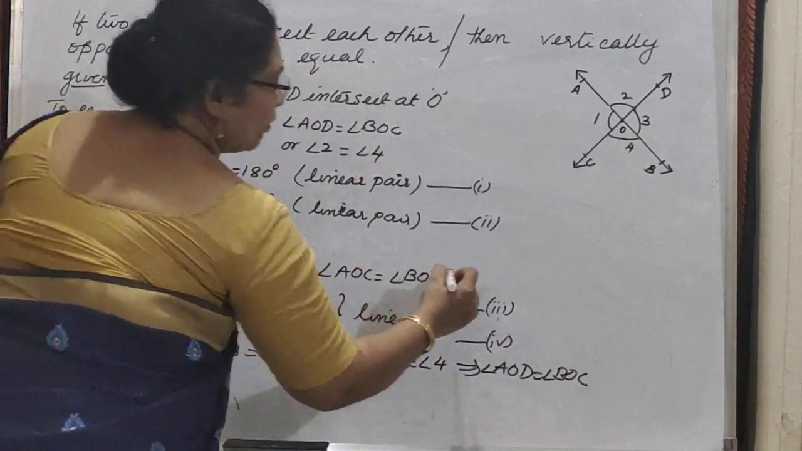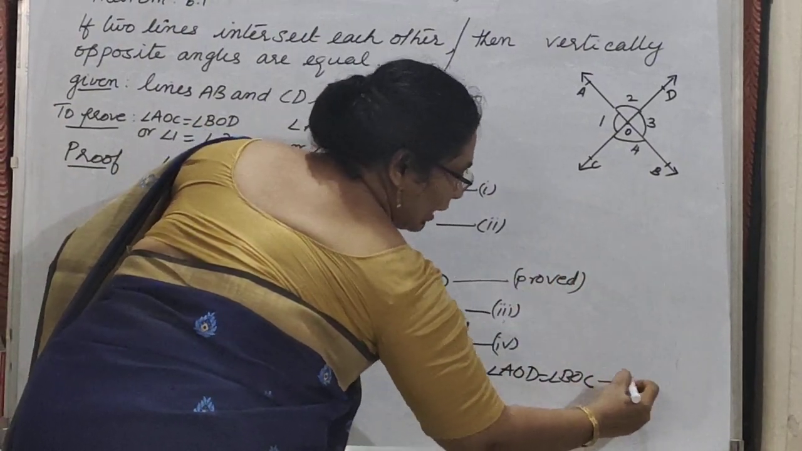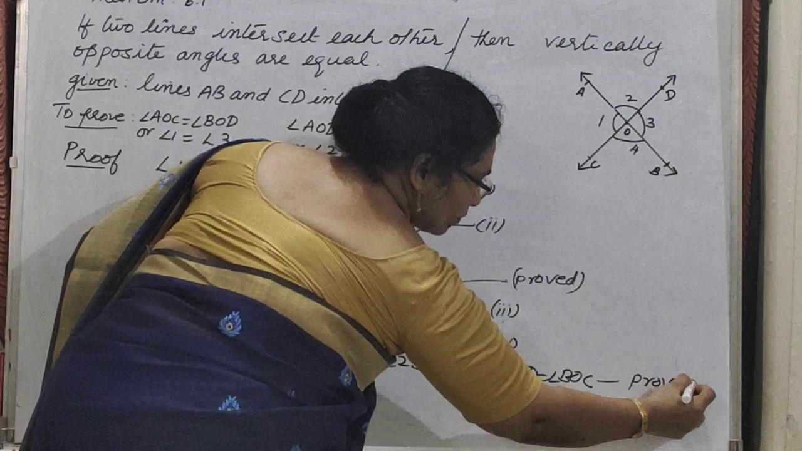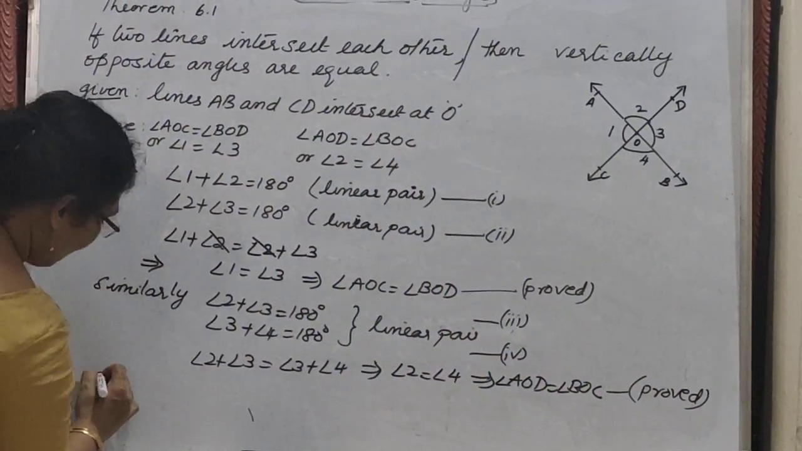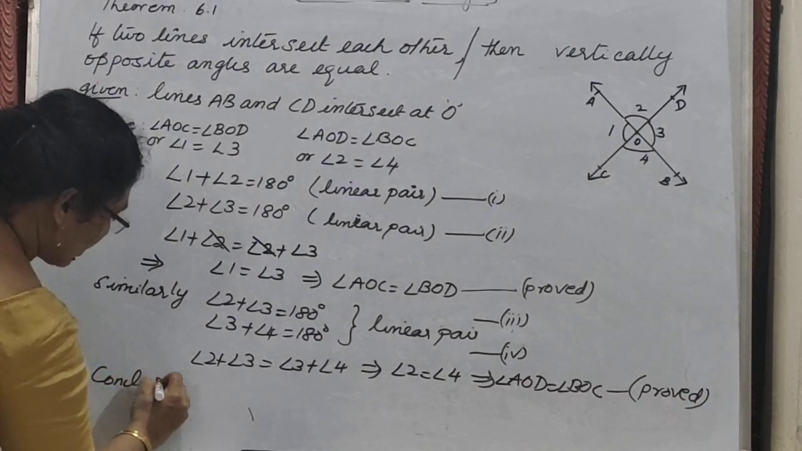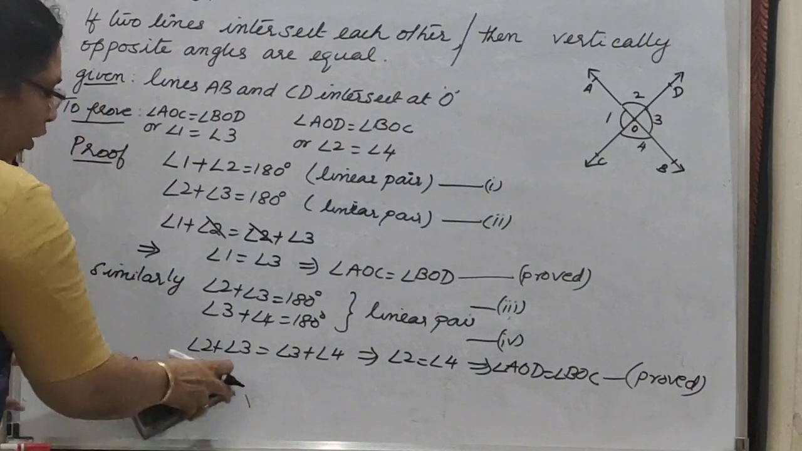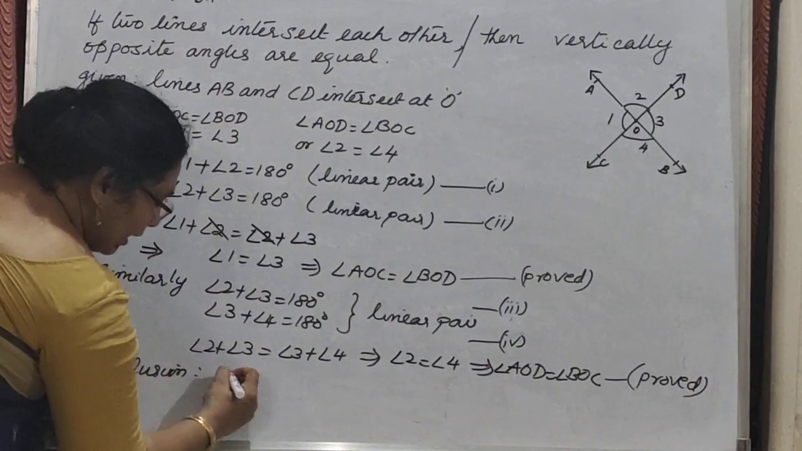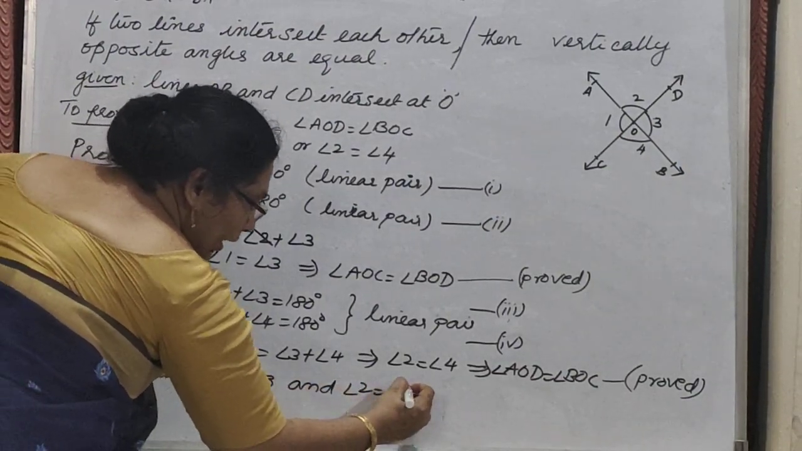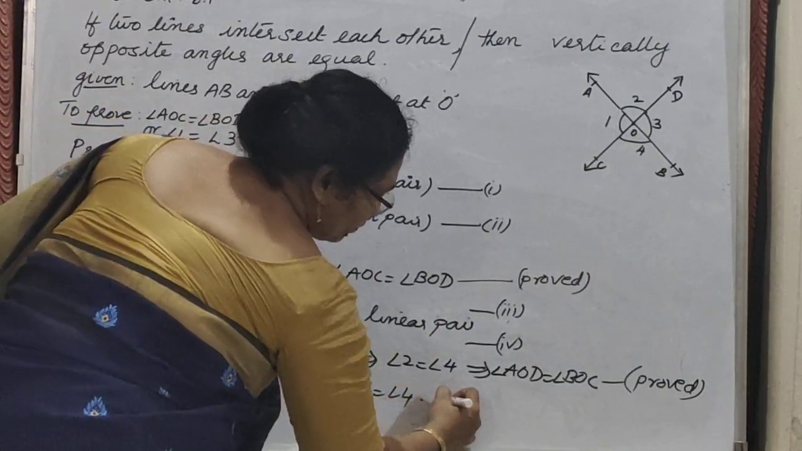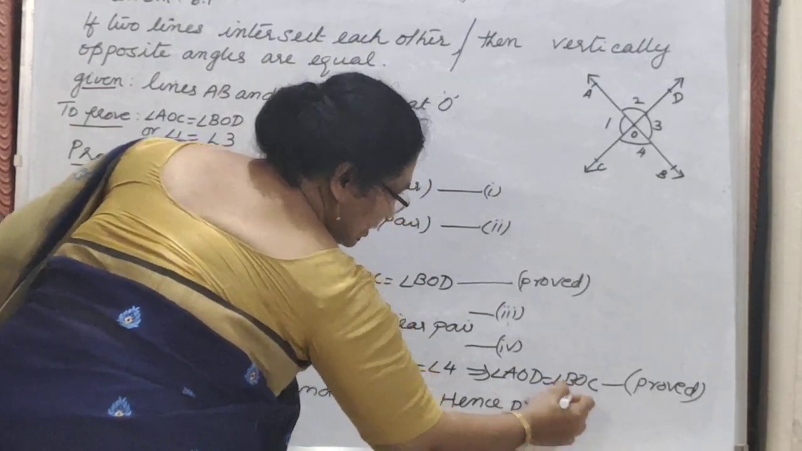So here we can write proved. Here also I can write proved. Hence the result. So the conclusion we can take down. What is the conclusion? Vertically opposite angles are equal, or we can write angle 1 equal to 3 and angle 2 is equal to angle 4, hence proved. So the first theorem is completed.